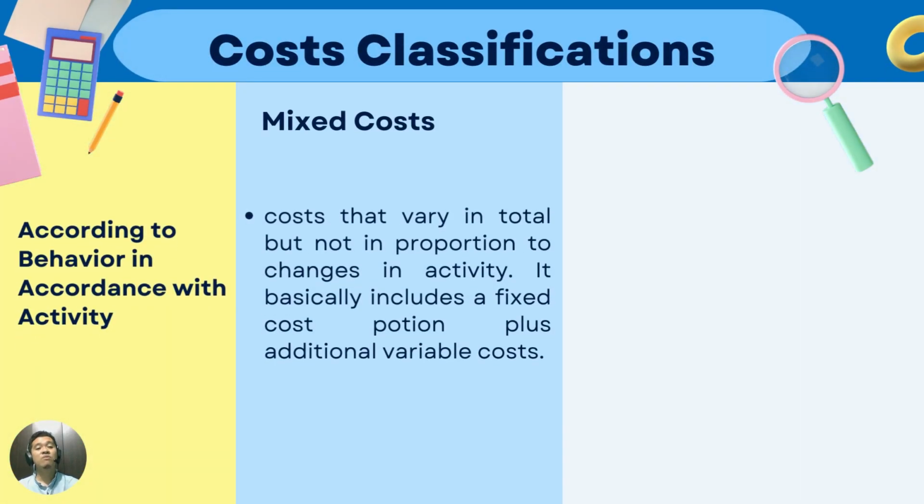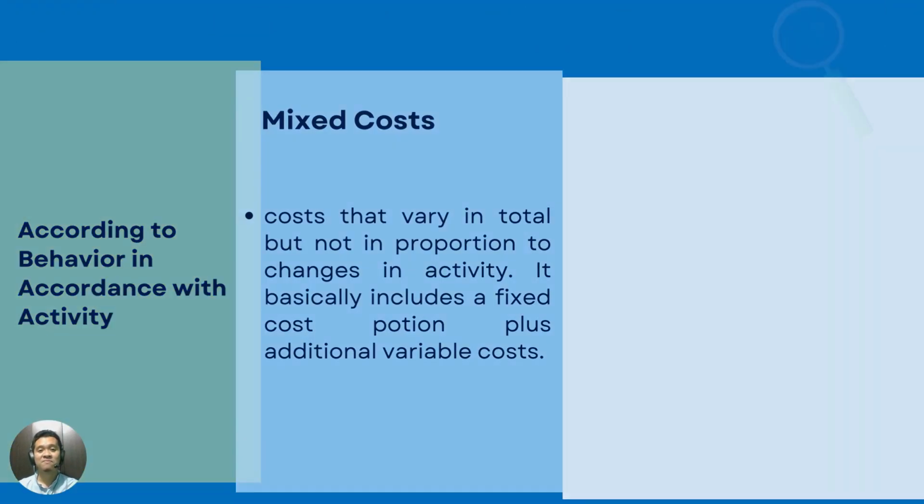So, we also have the mixed cost. This is a combination of the variable and the fixed cost. So these are costs that vary in total but not in proportion to changes in activity. It basically includes a fixed cost portion plus a variable cost. So example, it would be the electricity expense, di ba? Kung makita nimo, naa siya fixed amount na siya, fixed cost nga muna ang mabayaran. Pero naa pod siya variable charges based on usage. Pag makita ninyo ang resibo, naa siya fixed cost, naa siya variable. Ang tawag ato na cost is mixed cost.